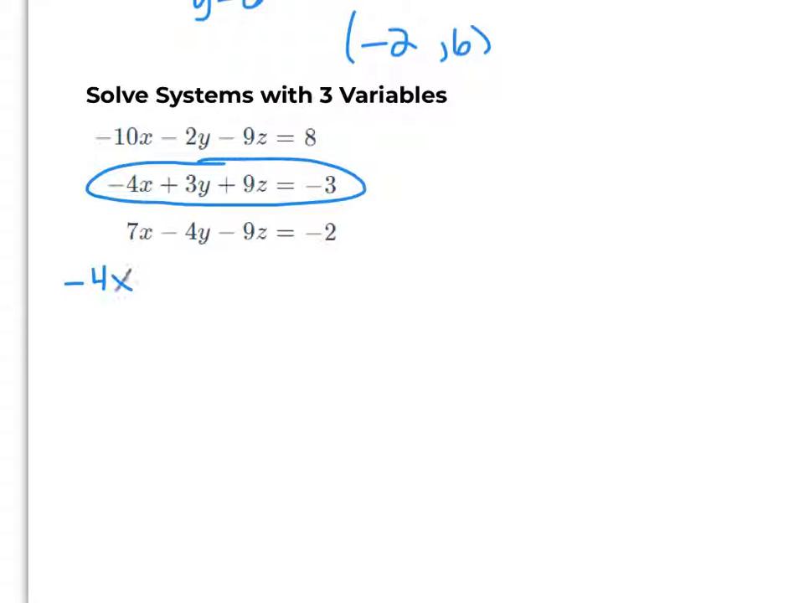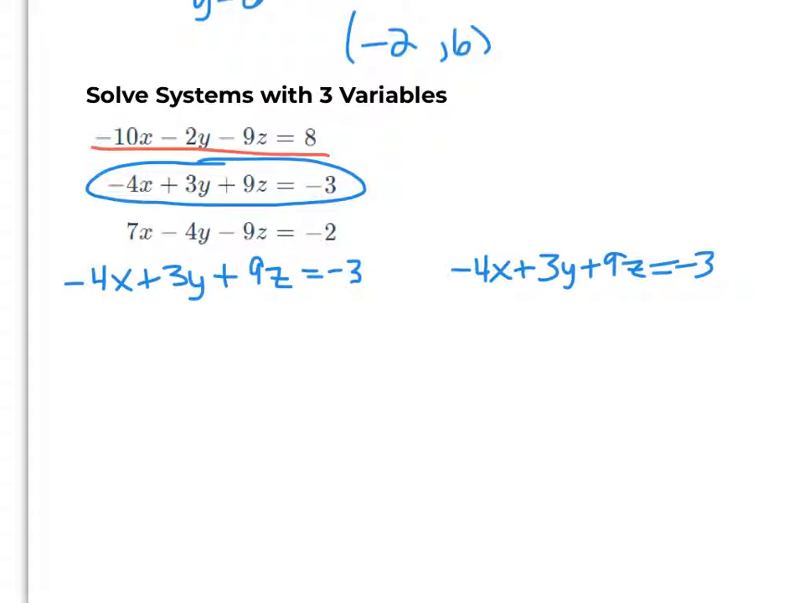So negative 4x plus 3y plus 9z equals negative 3. That one went with both of them. Can you get there if you don't do it this way? Of course, it's just longer. But does anybody really care? Nope. So, anyway, you do you. Then we have negative 10x minus 2y minus 9z equals 8.